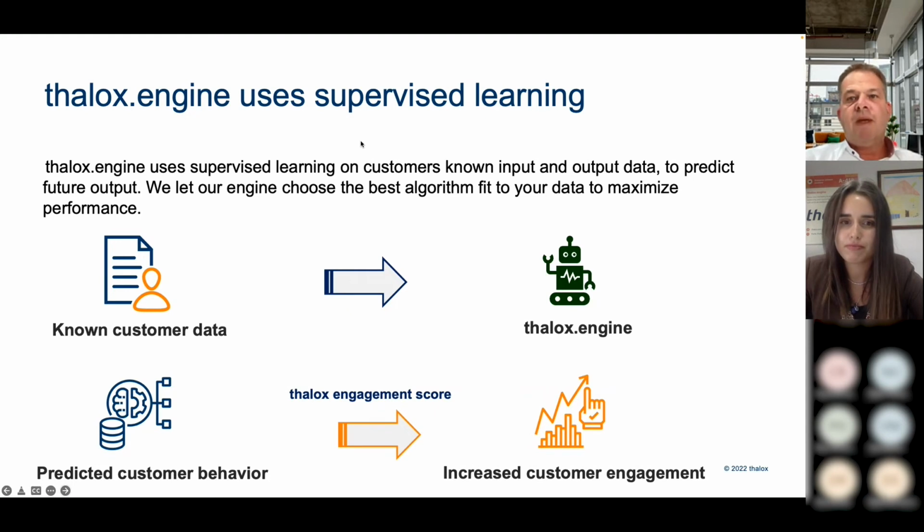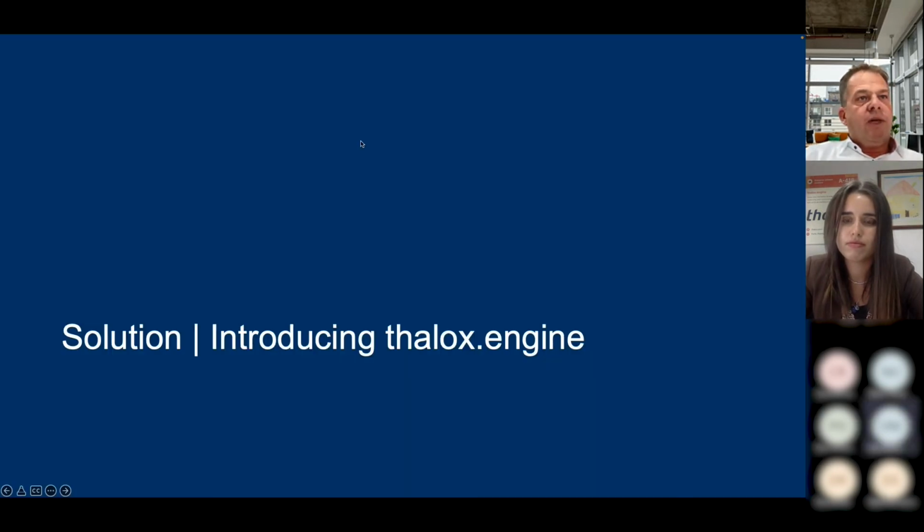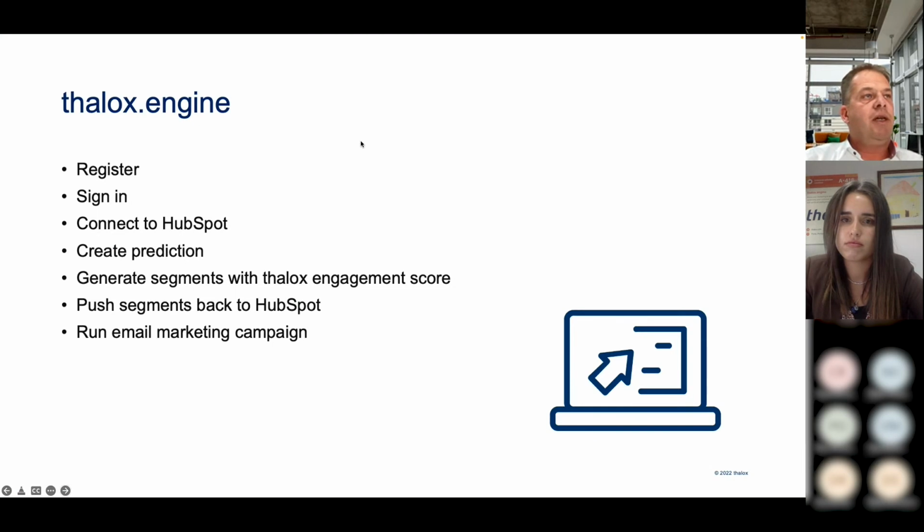Okay, perfect. All right, so what we want to do is to show you the thalox engine. Lisa will show you how to register in the product, how to sign in, then after the sign-in, connect to HubSpot, then create the first prediction, and also generate segments with the TES, the thalox engagement score, and also how to push it back to HubSpot to run the campaign. And after that, we run the campaign and show you some results.